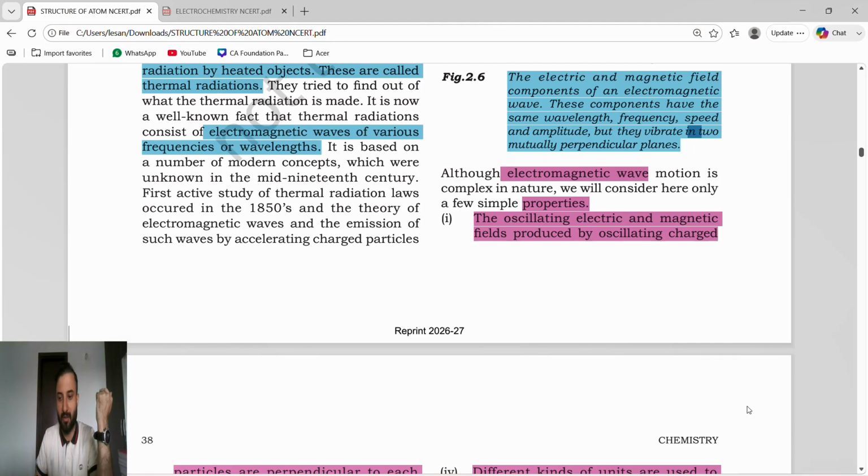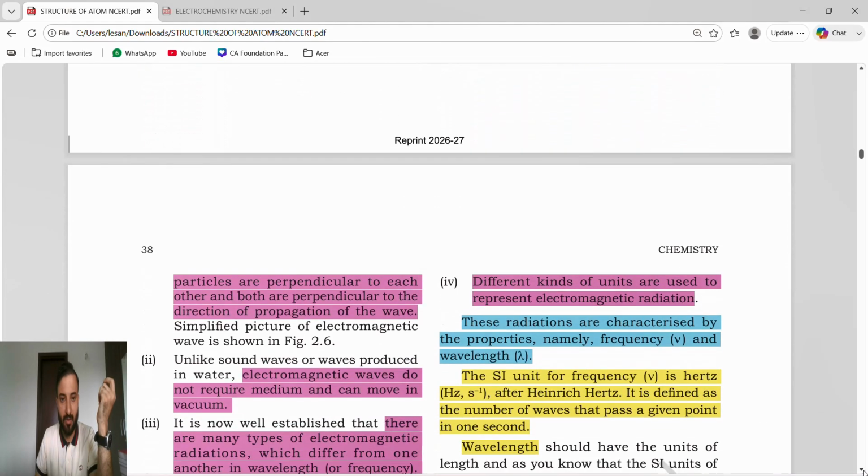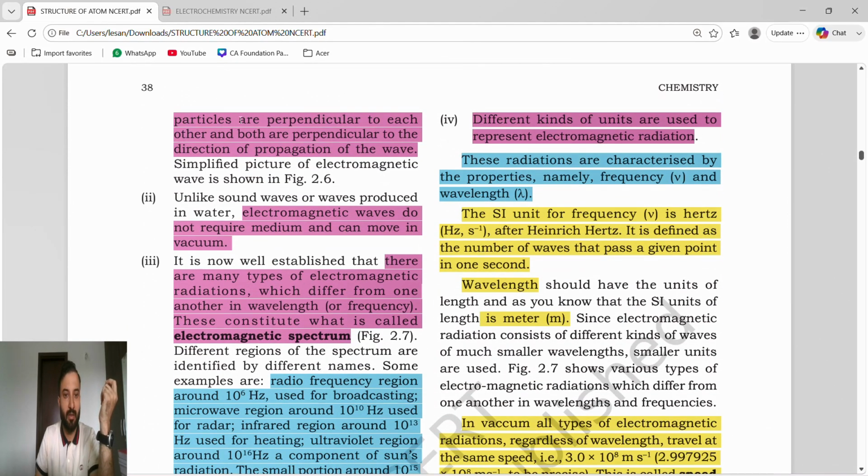Now, electromagnetic wave properties: they will ask you to write the properties of electromagnetic waves. So these are the properties, guys. If you read now, you will understand that I have explained everything. Oscillating electrical and magnetic field produced by oscillating charge are perpendicular to each other, and very important, both are perpendicular to the direction of propagation of wave. So propagation of wave direction is like this. Electrical field and magnetic field have to be perpendicular to each other, and they have to be perpendicular to the direction of propagation of wave.